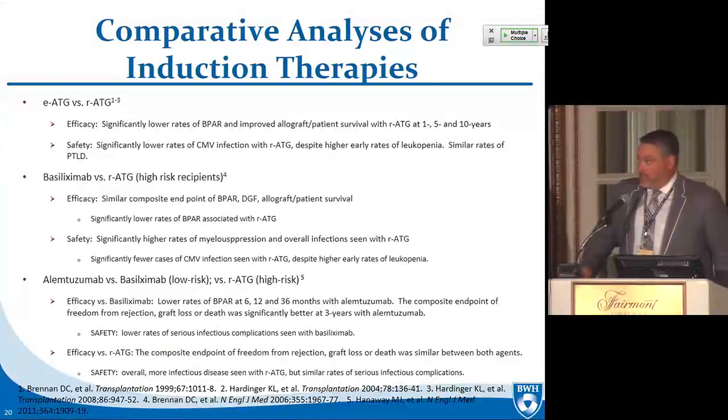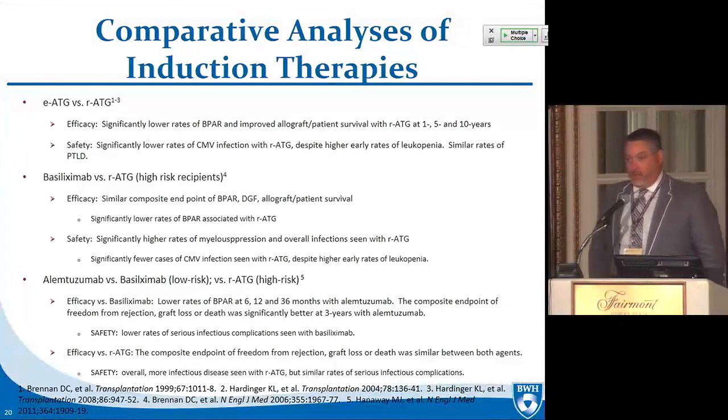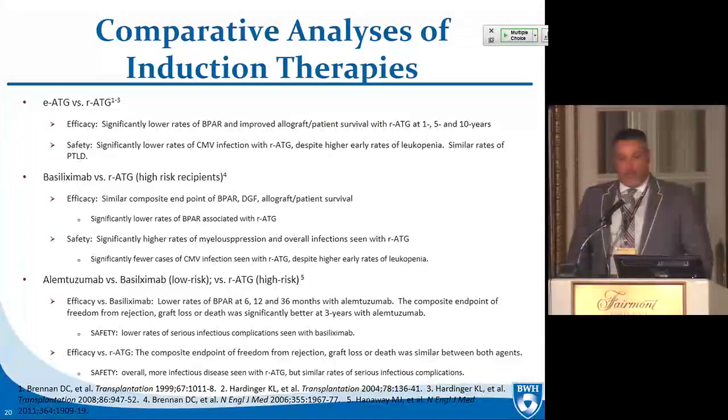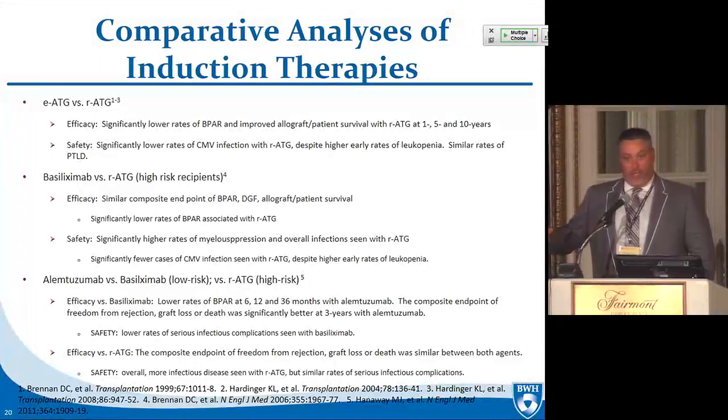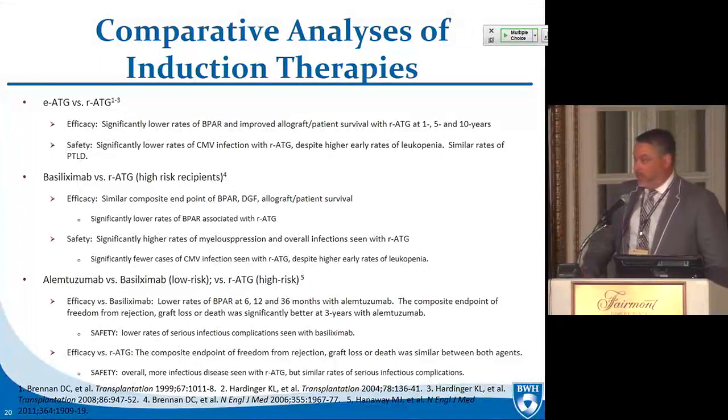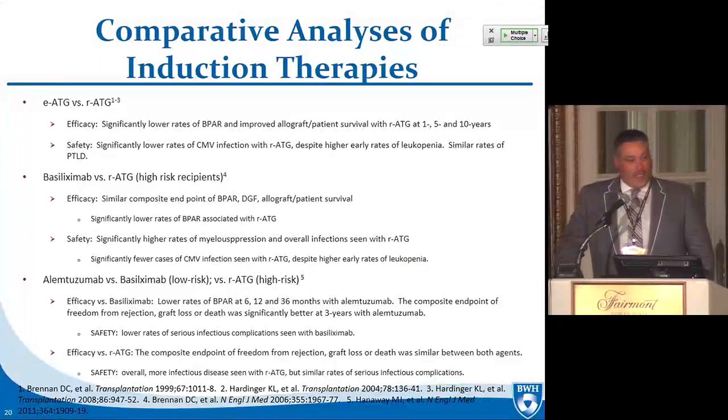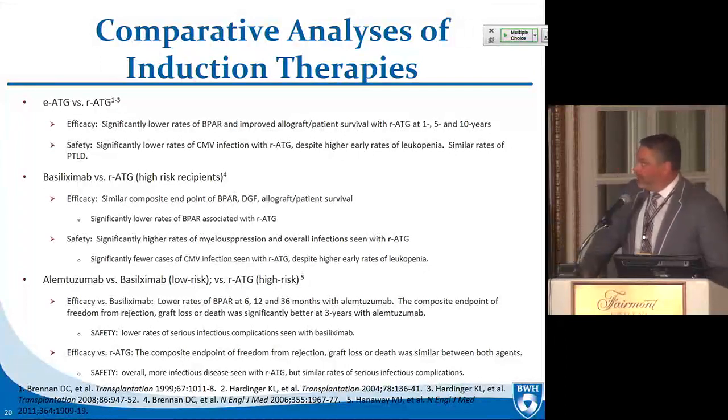I realize this is a busy slide, and I'll try to summarize it quickly. There was a study up at the top that compared the rabbit to the horse. You certainly saw me not talk about the horse ATG, and that's because at 1, 5, and 10 years, the rabbit or thymoglobulin had better biopsy-proven rejection rates as well as improved patient and allograft survival. So no one in kidney transplant uses, or I shouldn't say no one, it's rarely reported that folks in kidney transplant use the horse ATG.